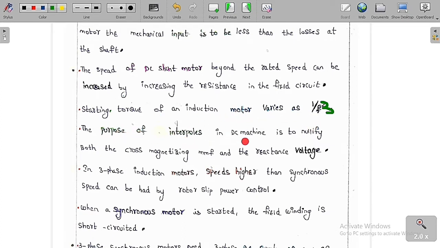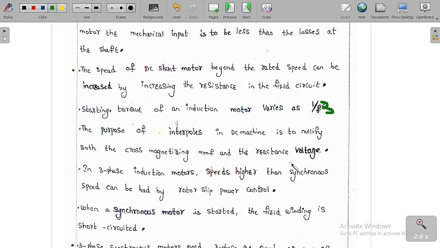The purpose of interpoles in a DC machine is to nullify both the cross-magnetizing MMF and the reactance voltage. I've already told you this.